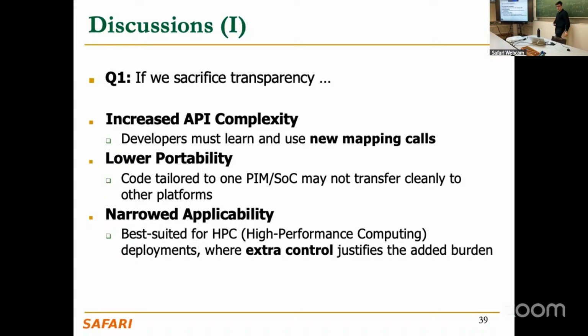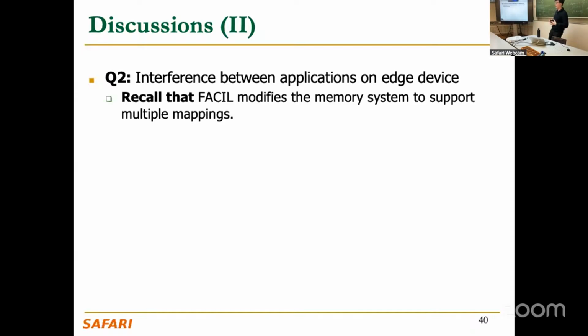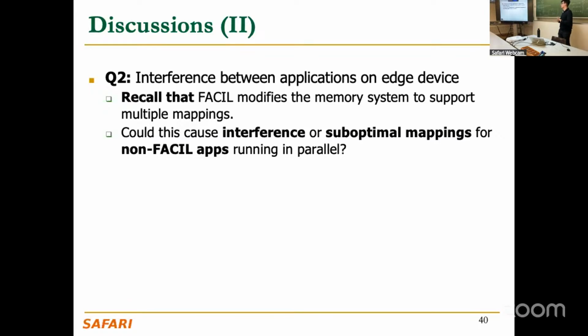The second question I had was about interference between applications on edge devices. Remember that Facil modified the memory system to support these multiple mappings. My question to you is, do you think this modification, the addition of mappings, could cause interference or suboptimal mappings for other non-Facil processes running in parallel on the system? As a hint, in the paper, they do not analyze this multi-process contention. But if you were to think about it, what can happen? If multiple processes run in the system, do you see any way they could interfere?